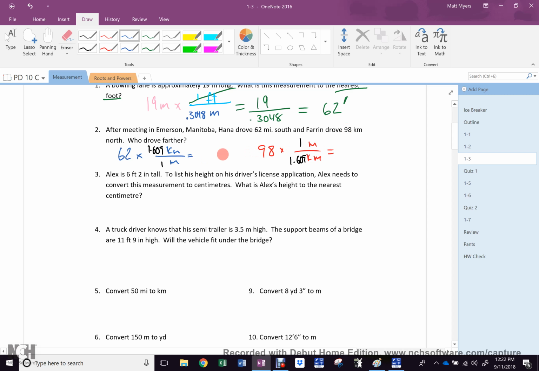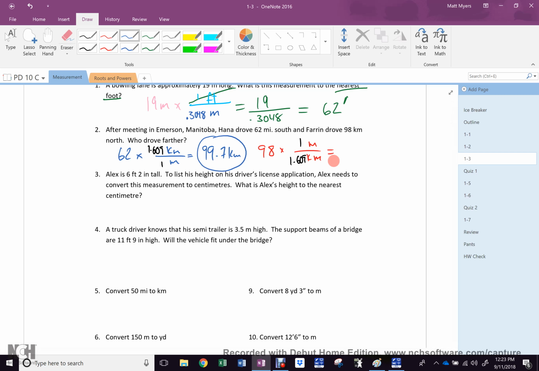Anyways, who drove further? Hannah, because how far did Hannah drive? 99.7 km. So right away you know Hannah drove further. If you went the other way, it was 98 divided by 1.609, which is something like 63. I don't remember. Everybody good? Excellent. Number 3.